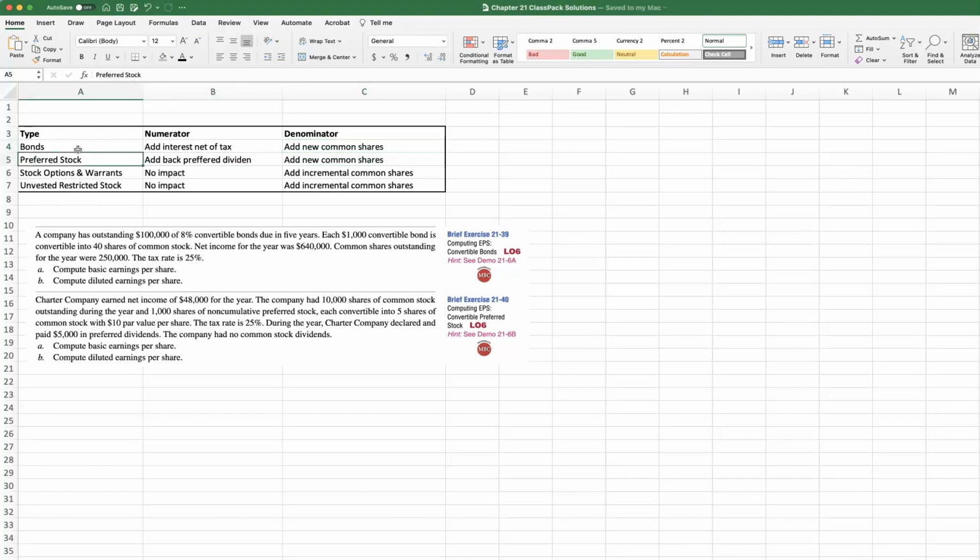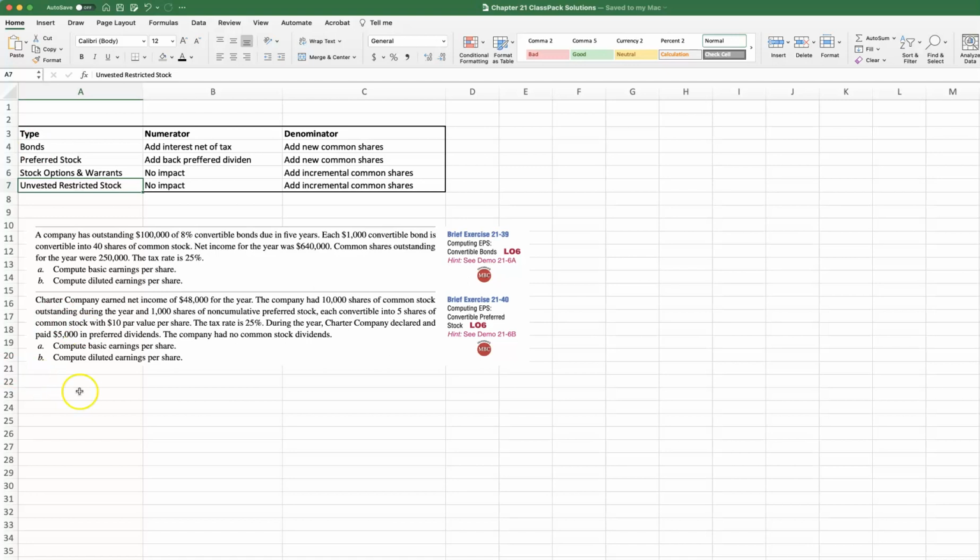Preferred stock, the same thing. We always back out the preferred dividend when we do our basic calculation. So if we assume everybody converted January 1st, well, now we don't have to back it out. So you would simply add it back in or not back it out, depending on how you're doing your calculation, then add the new common shares. And then I'll talk about these stock options and warrants and unvested restricted stock as well.